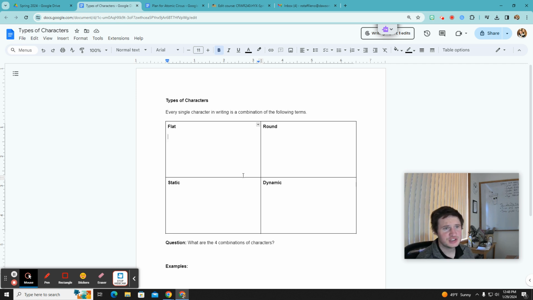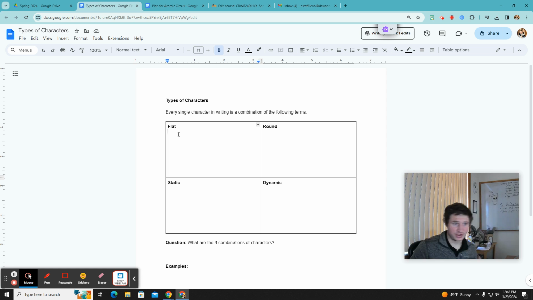Okay, so every single character that's ever been written is a combination of either flat or round and static or dynamic. Flat and round are our first trait, right? They could be flat or round. And then the second trait is they can be static or dynamic. These will combo the top and the bottom, so it'll make more sense as we go through it.